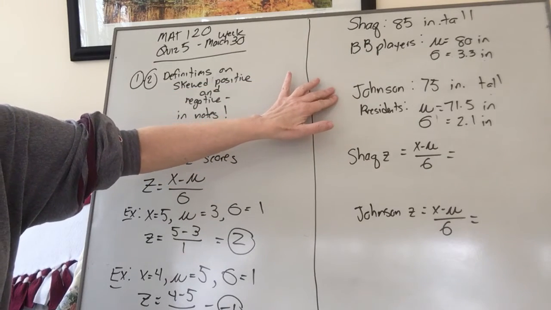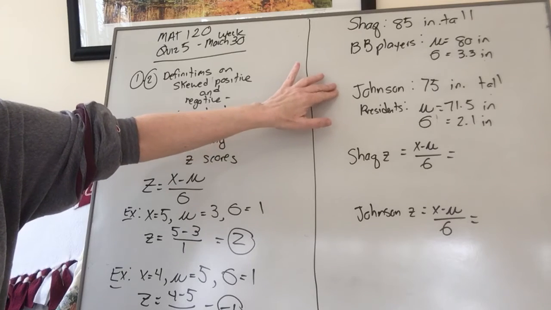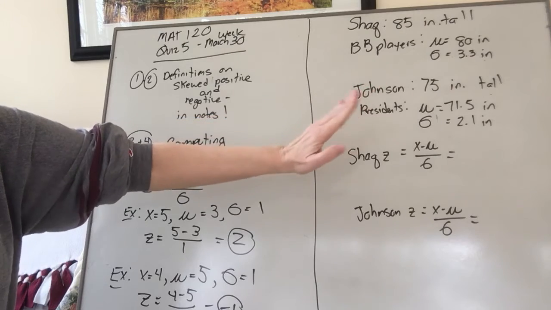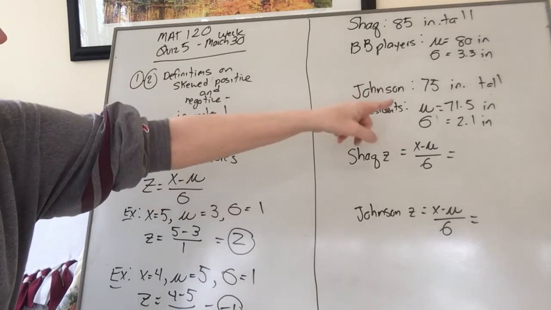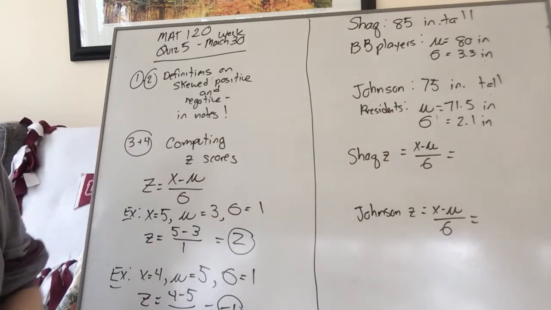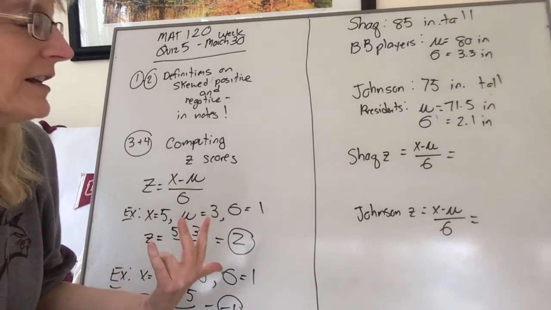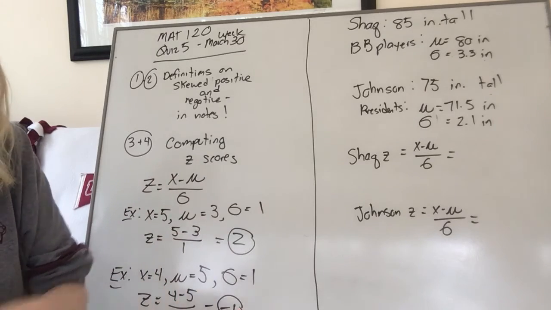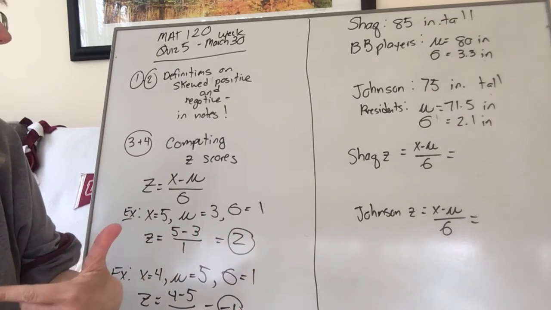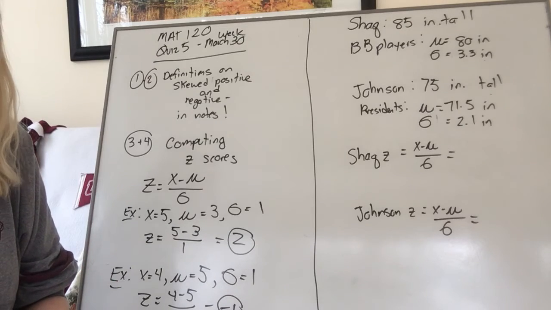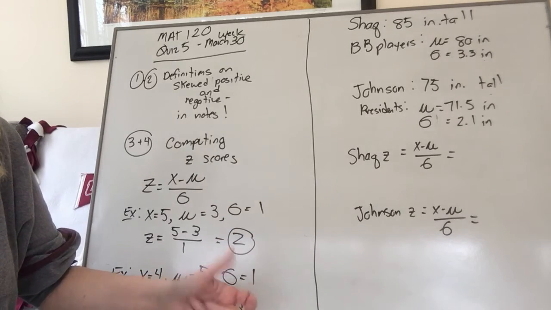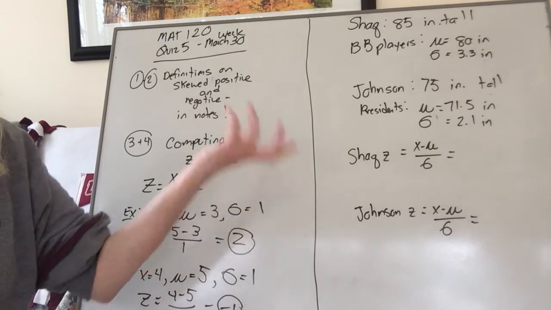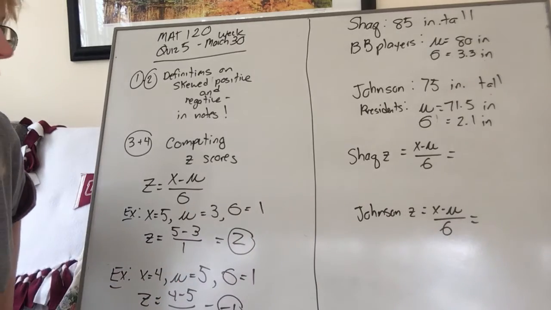Johnson is President Johnson. He's the guy that took over after Kennedy got shot. I know you guys weren't around. But he was 75 inches tall, while the average for U.S. presidents was 71.5 with a standard deviation of 2.1. So my question is, who's relatively taller, Shaq amongst basketball players or Lyndon Johnson among presidents of the United States? So the way we can figure that out is to figure out a z for each guy and then look at how big the z is. And the bigger z-score is the one who's relatively taller amongst his peers, okay? So we're going to do that.